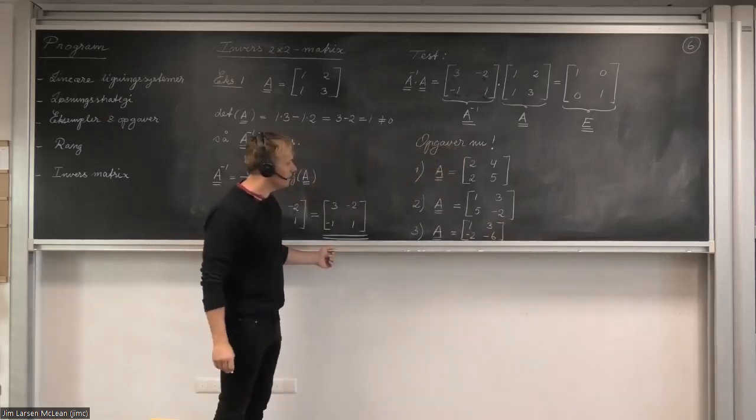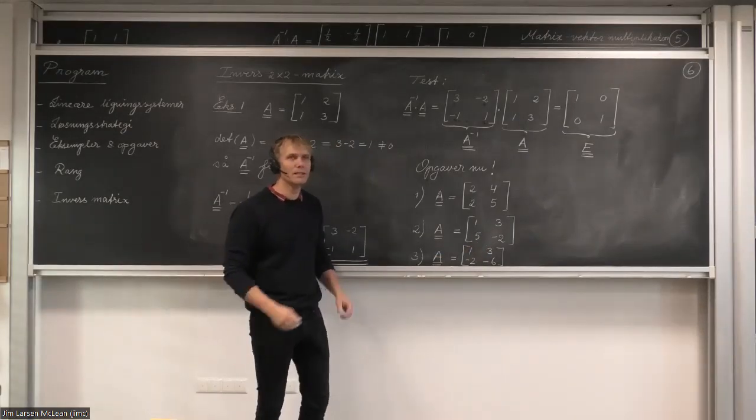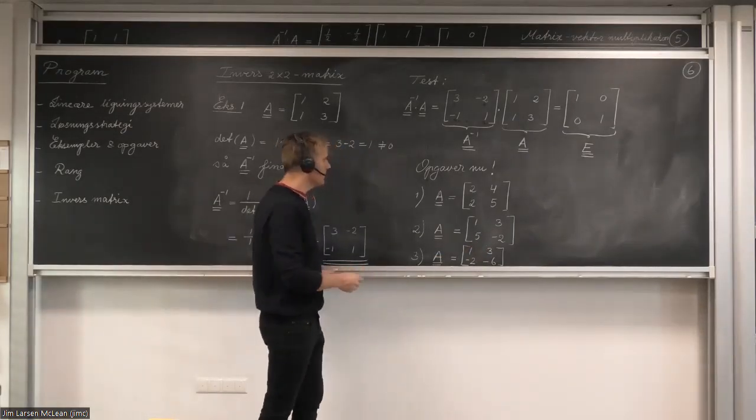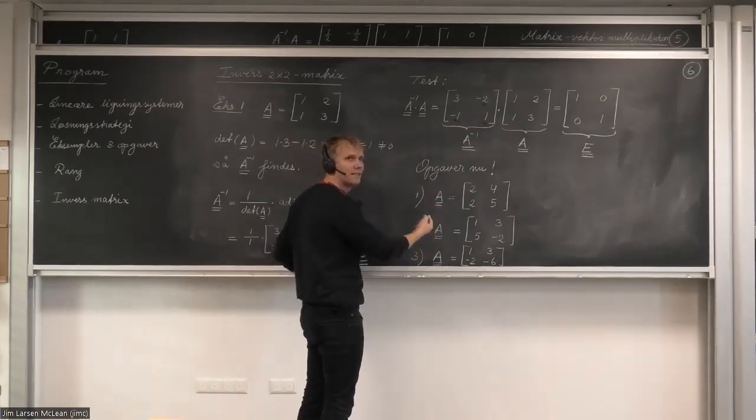So here are three matrices. I apologize for the last one being a bit squeezed in. There wasn't quite space for it, but I hope you can read it. So try to find the inverse matrix of matrix A in all three cases. It exists.